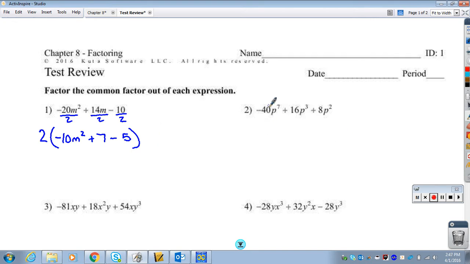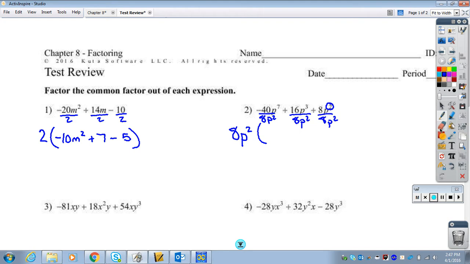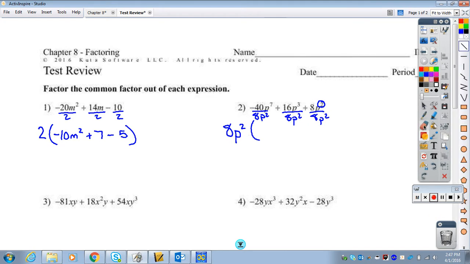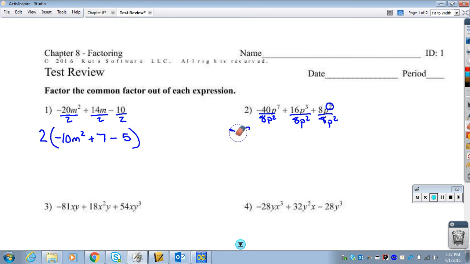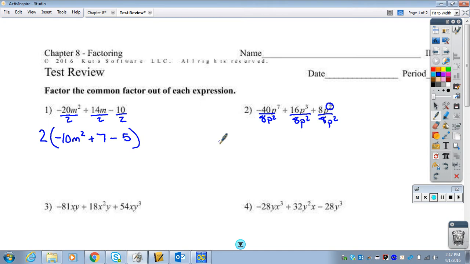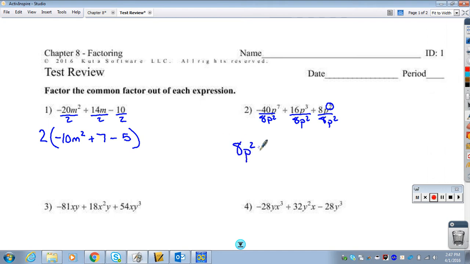Alright, number 2. 40, 16, and 8 can all be divided by 8. And then they all also have p's, so I'm going to take the lowest exponent, so I can divide everything by p squared. Okay, so again, everything is divided by 8p squared.